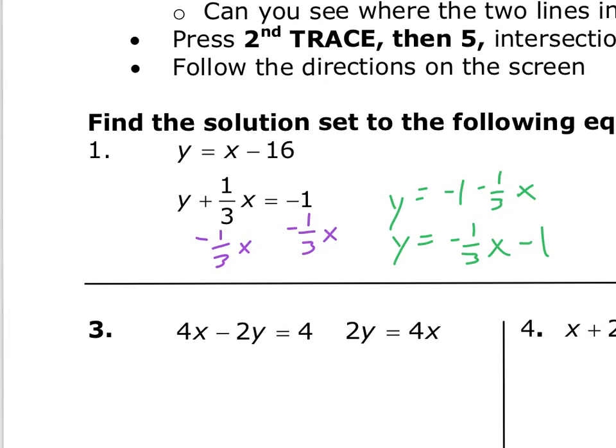The thing you need to remember is slope is always the number that's in front of our x value here. So now, whenever you plug these into your calculator, we're going to plug in y equals x minus 16 into y1, and then we'll plug in y equals -1/3 x minus 1 into y2. So go ahead and pause the video, take a second, and graph them on your calculator.